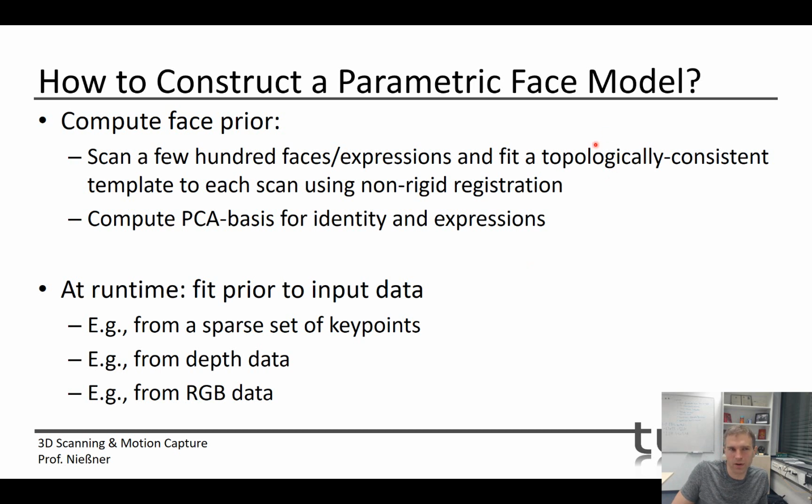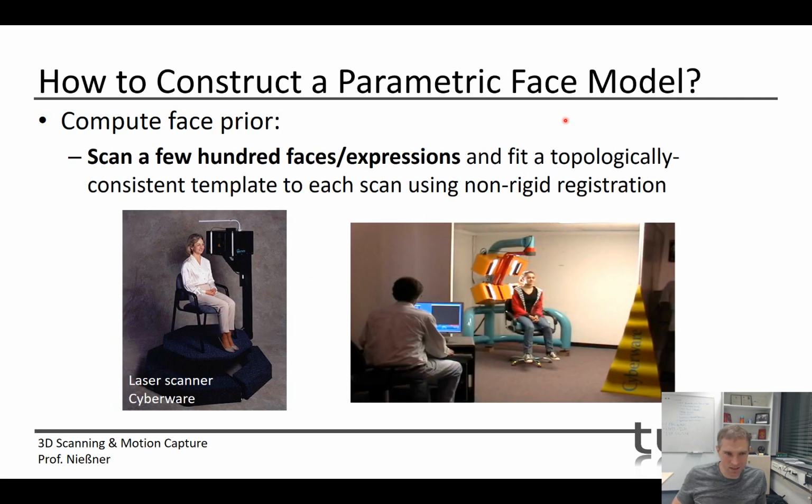I want to talk about this part in a little bit more detail. I want to see where we are on this end. Okay, so how does it work? This is a cool laser scanner here, by the way. Super cool. Looks really fancy. Okay, so the way this works is we want to compute this face prior by scanning a lot of different people. That's what I mentioned, right?